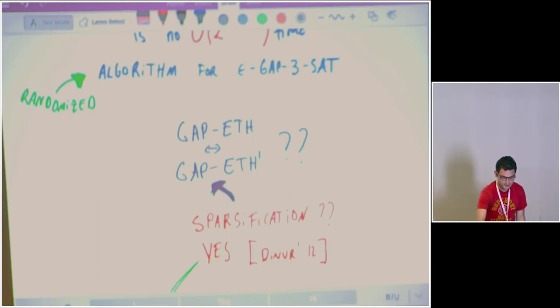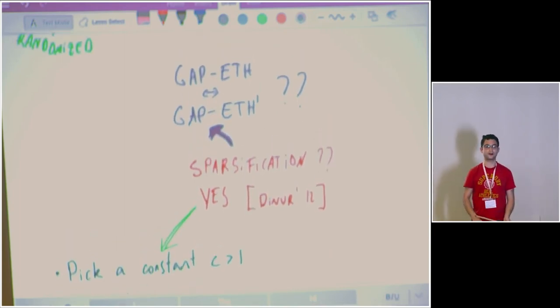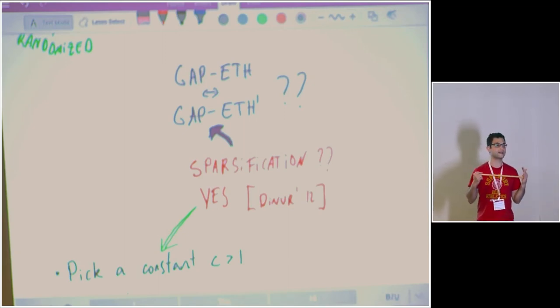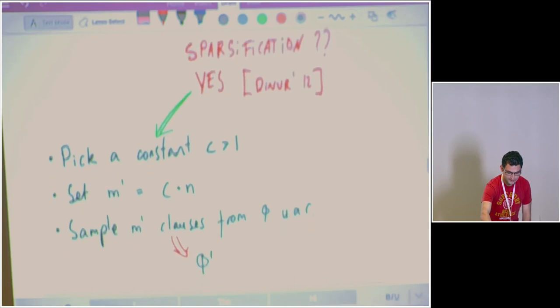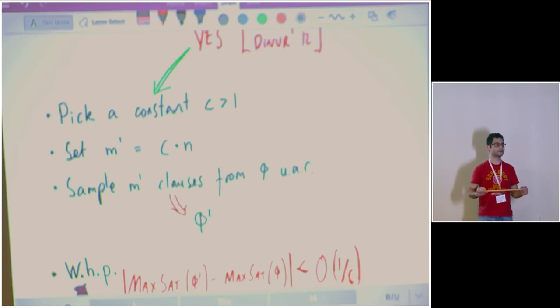And what we're going to do is the following. We're going to cleverly pick some constant c. Okay? And we're going to have n variables and c times n clauses in our new formula. And the way we're going to build our new formula is that we're just going to sample c times n clauses from our input formula uniformly at random and keep those.